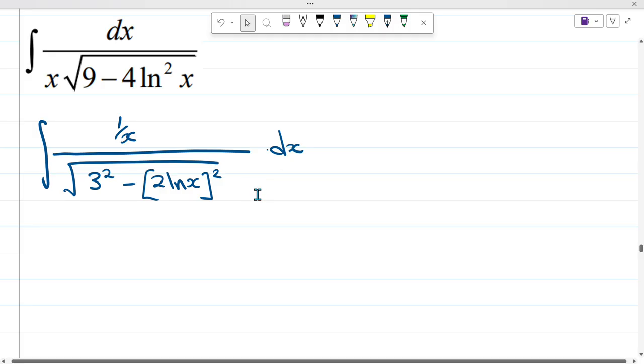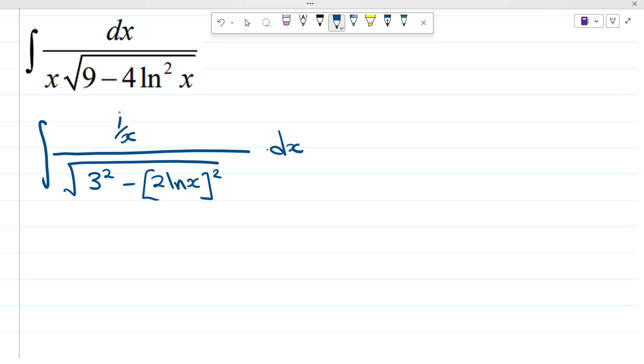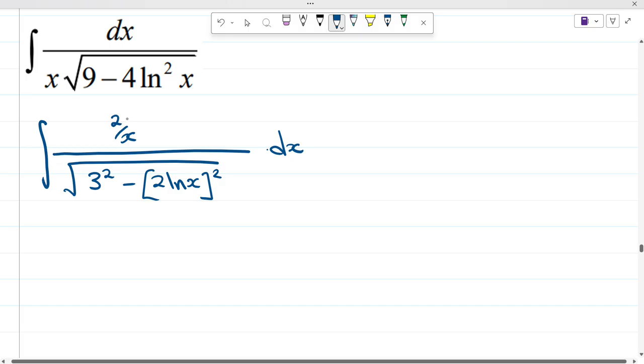However, I can't just say this is the sine inverse of this without making sure that on the numerator I have the derivative of this, right? So I need to make sure that on the numerator I have the derivative of 2 ln of x. The derivative of 2 ln x is 2 over x. So I need to make sure that here I have a 2.